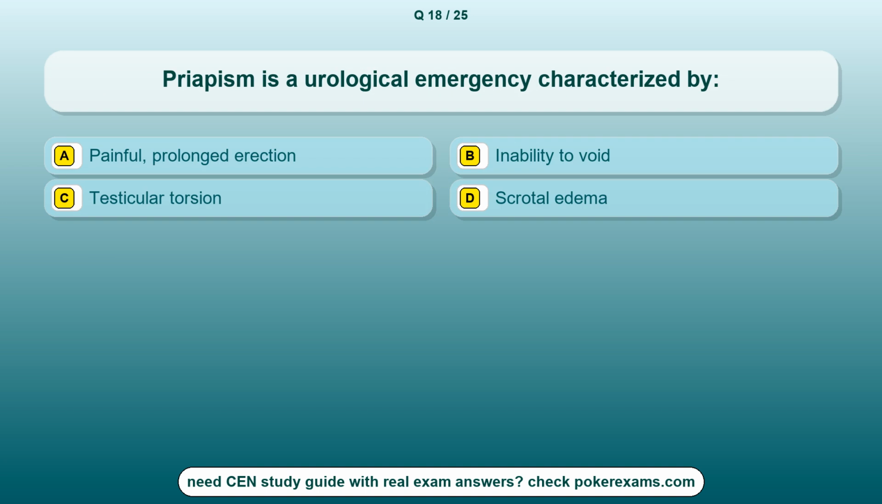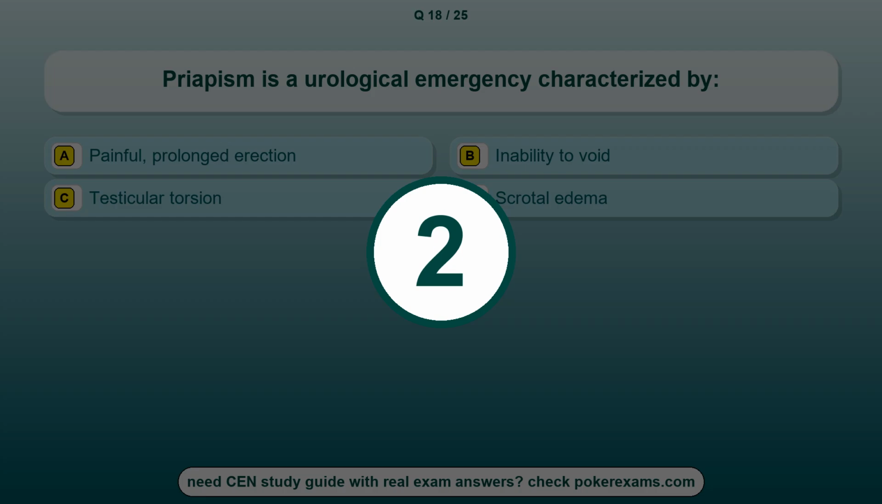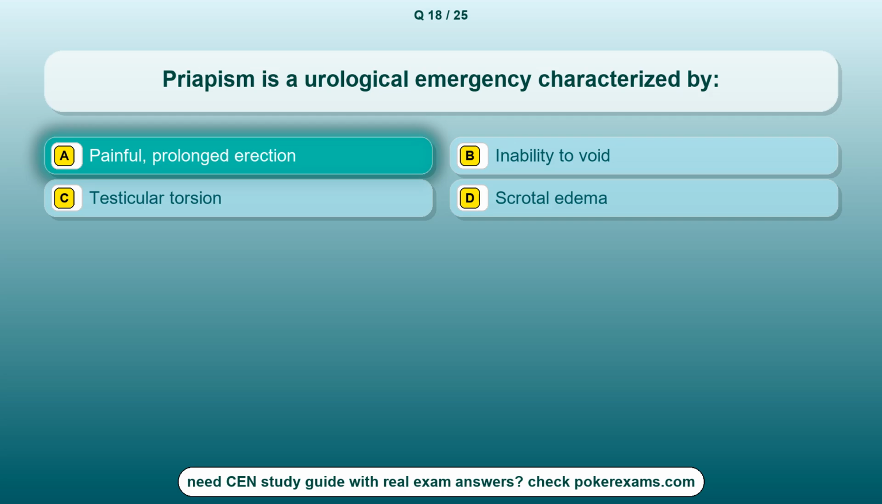Question 18. Priapism is a urological emergency characterized by: option A, painful, prolonged erection. Option B, inability to void. Option C, testicular torsion. Option D, scrotal edema. The correct answer is option A, painful, prolonged erection.